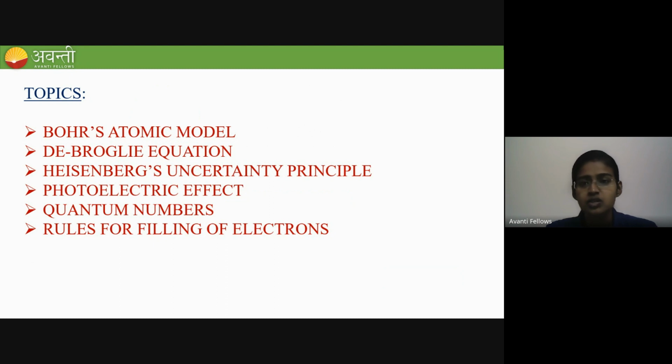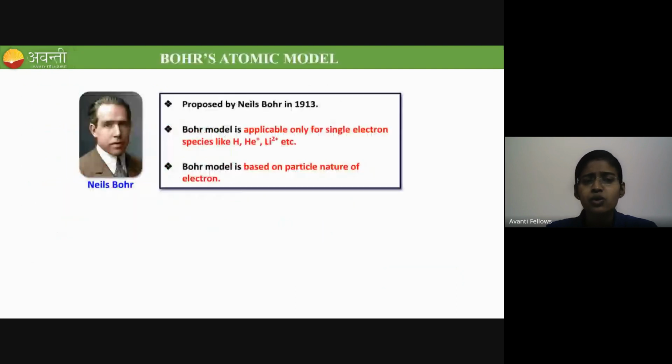So we will try to cover as much as we can, and since we have only half an hour more in front of us, we will try to cover this, and the remaining part we will discuss in the next class. So coming to the Bohr's atomic model, this model was proposed by Niels Bohr in 1930. Okay, and it is applicable only for single electron species like hydrogen.